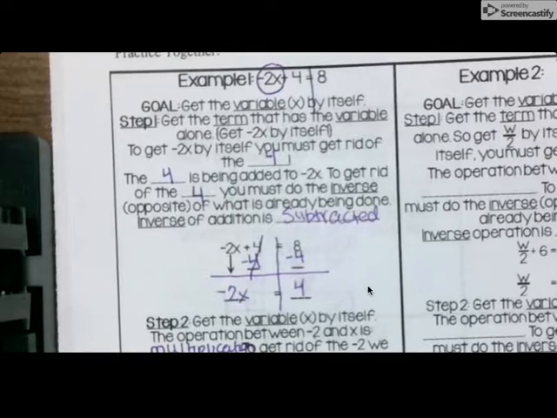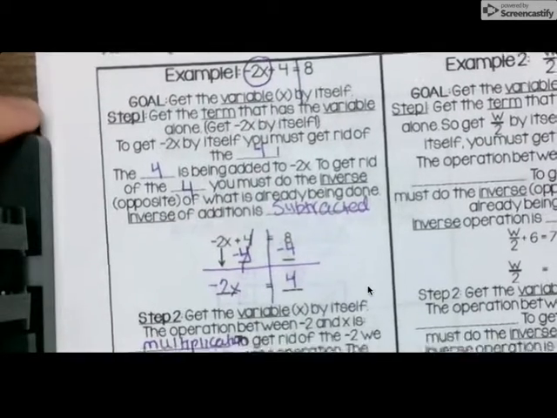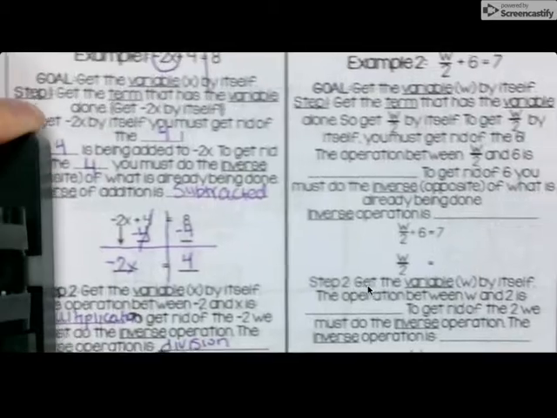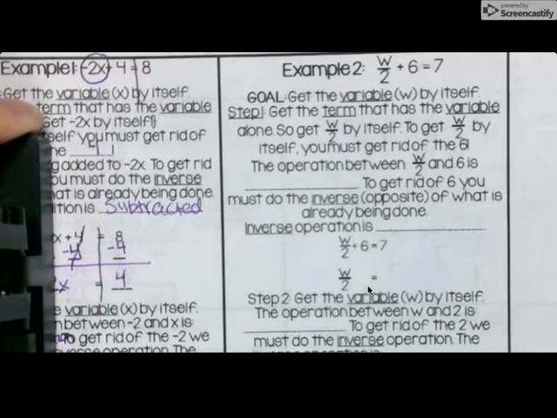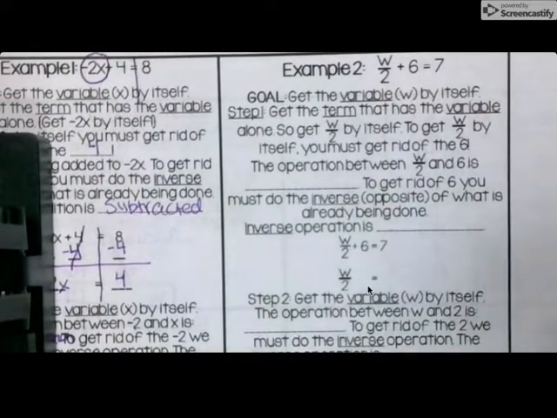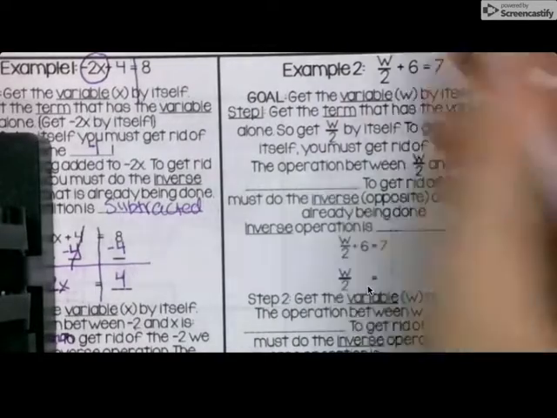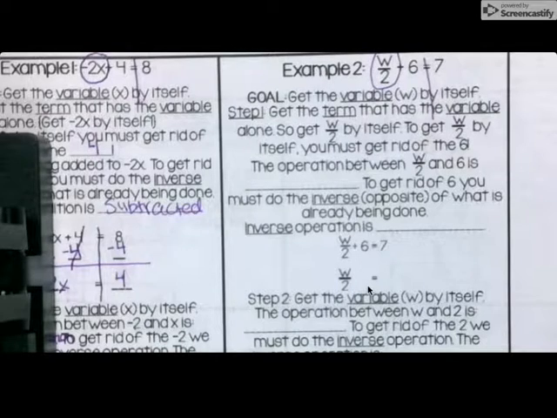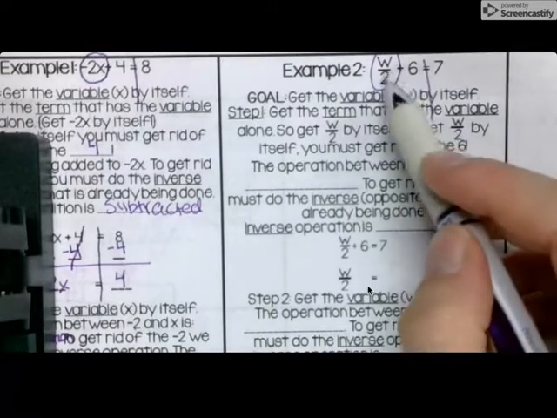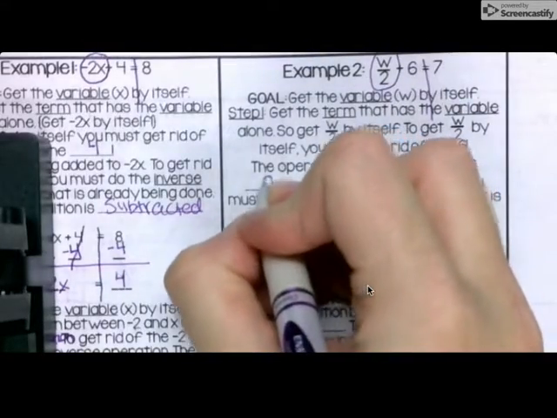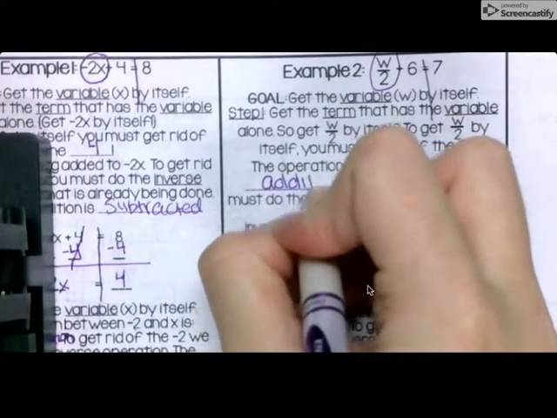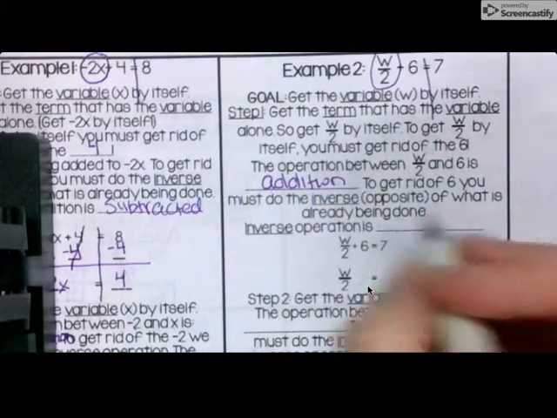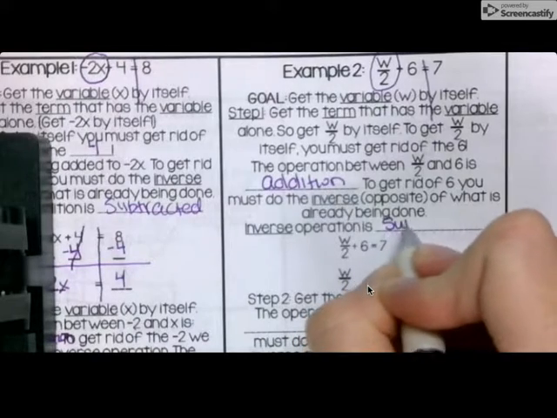Okay? So in this next one, it's very similar. It's just when we get to that one step that it's a little bit different. So it says, get the variable by itself. We need to get W/2, which is the term with the variable, by itself first. So we have to get rid of the 6. The operation between these two terms right now is addition. The inverse operation of addition is subtraction.